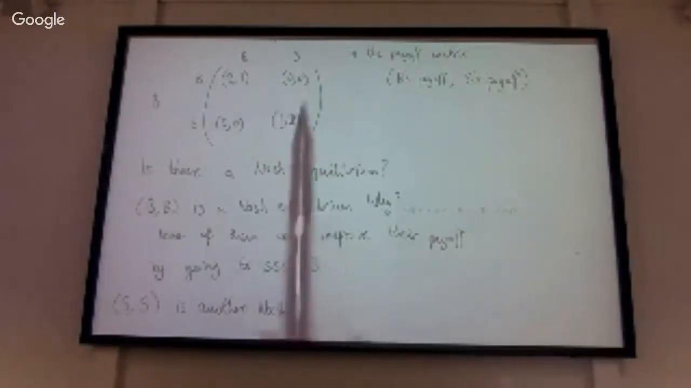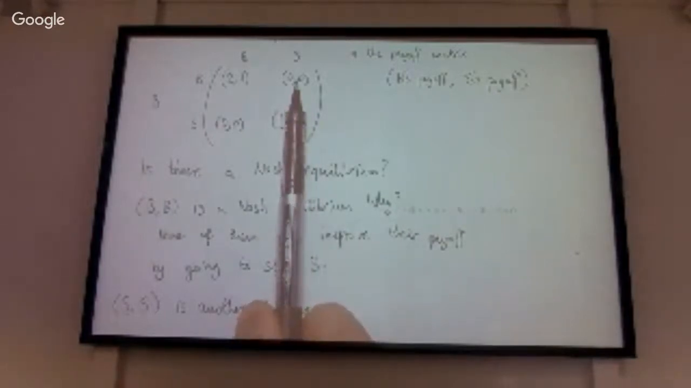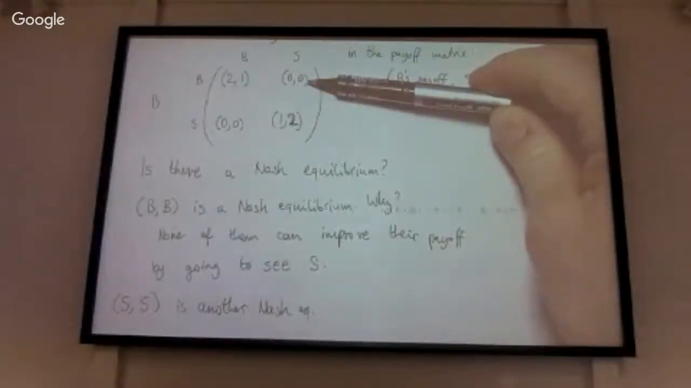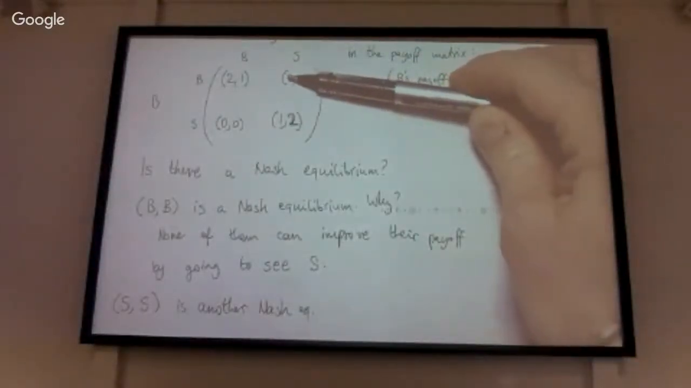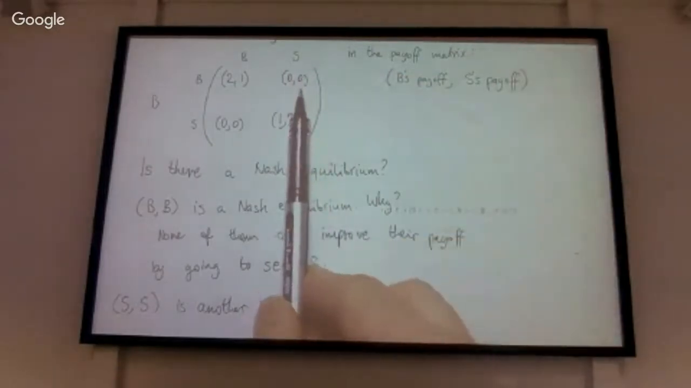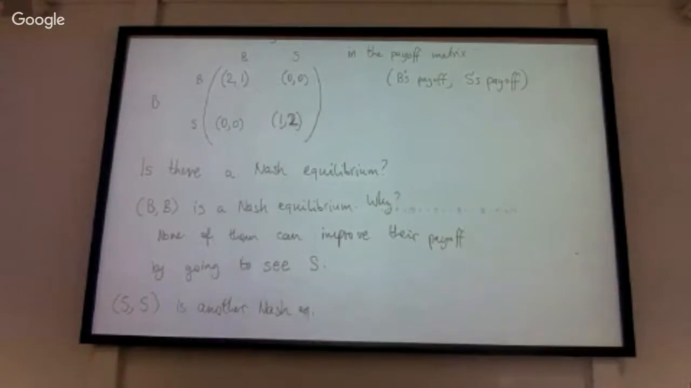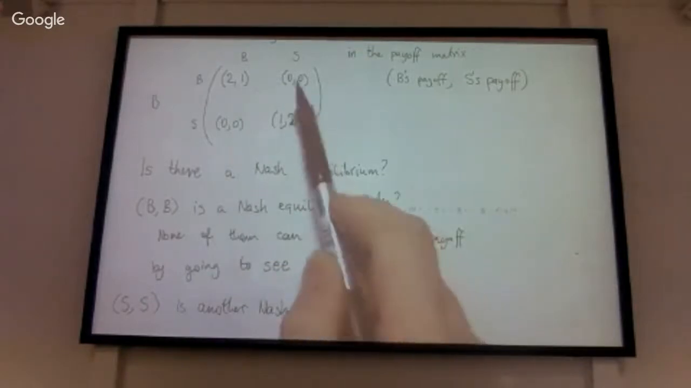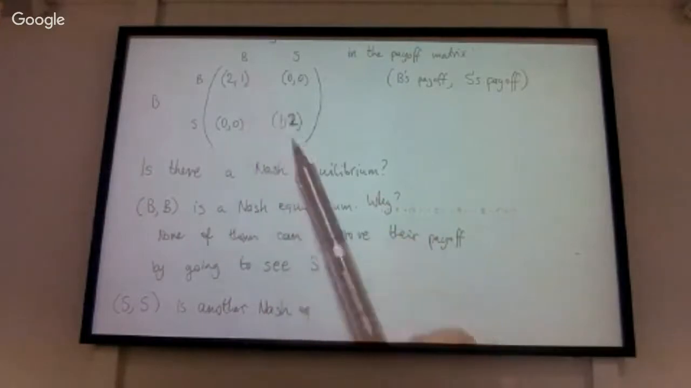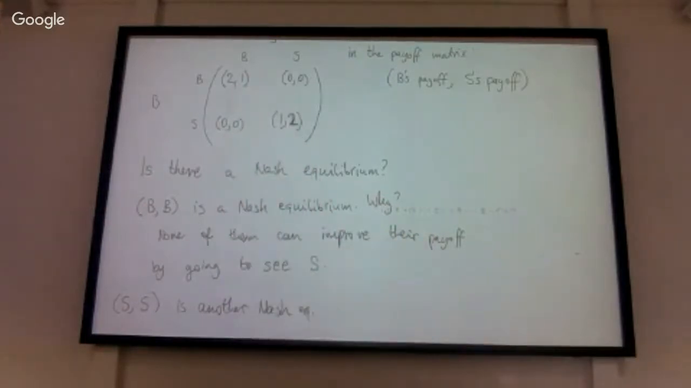You can see that this one is not a Nash equilibrium because both players can actually improve. So the row player can go from 0 to 1, and the column player can go from 0 to 1. So they're not going to settle on this, and they're not going to settle on this. But they might settle on these. Okay. So is there any other Nash equilibrium there?